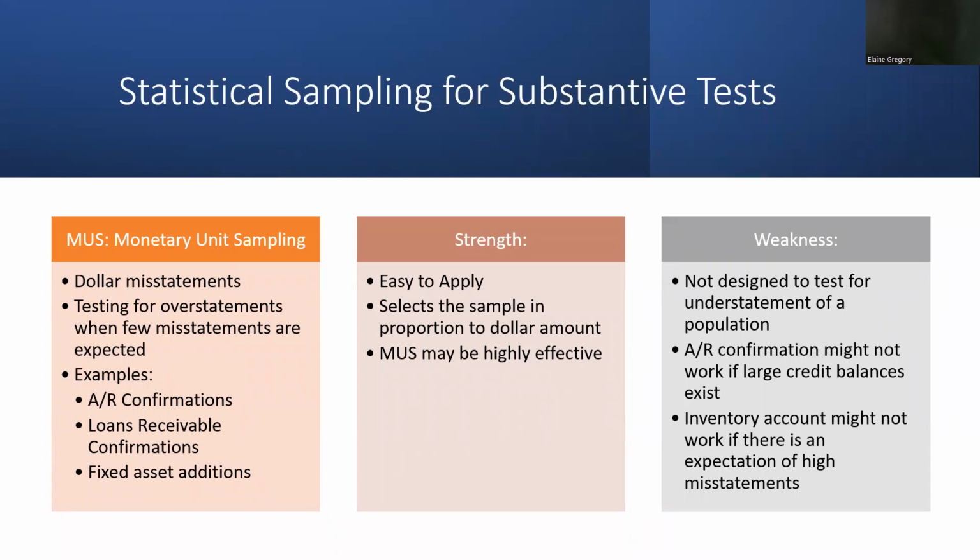Now, here's a statistical sampling that the text identifies with. It's called money unit sampling, and you're looking for dollar misstatements, and you're testing for overstatements when few misstatements are expected. So if you have a high level of confidence that your transactions are correct, then you would have a low number of documents you would have to pull.